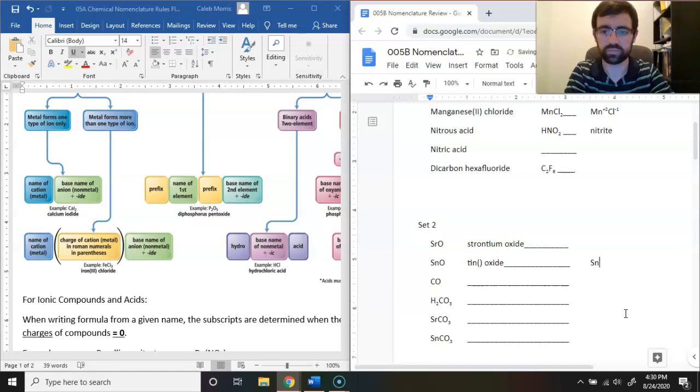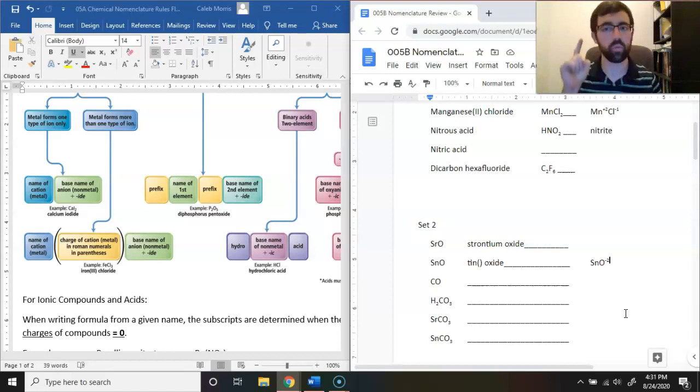Sn, we don't know its charge. I want to figure out what its charge is, but I don't actually know what it is. And then I have oxide, O. We know its charge. It has a -2 charge. Now, I want to know the charge of the other side.